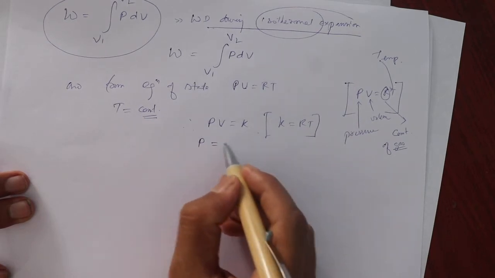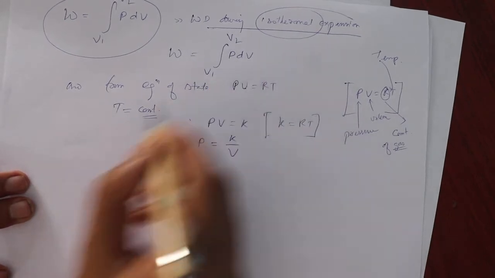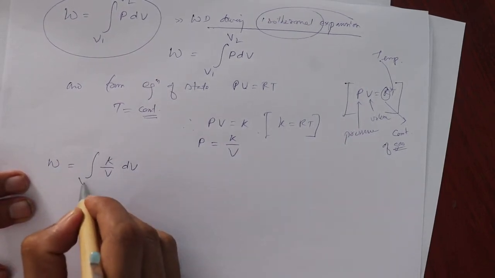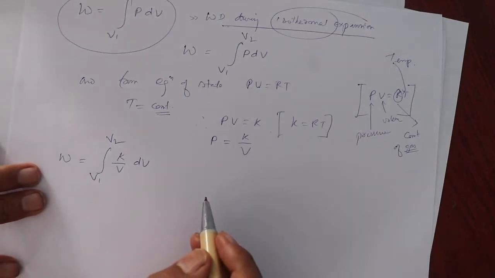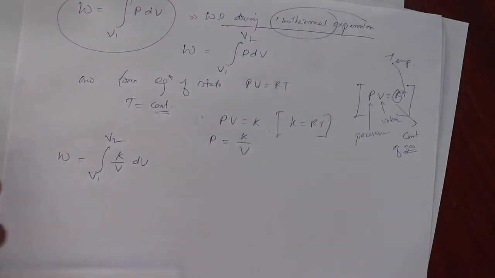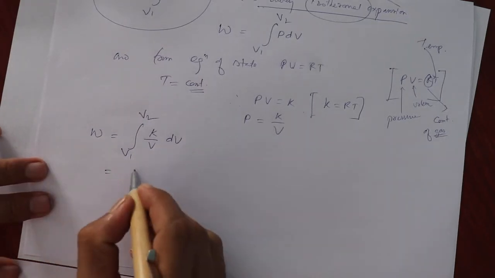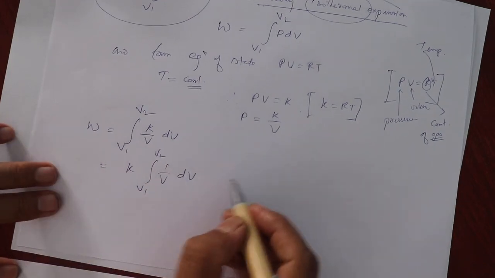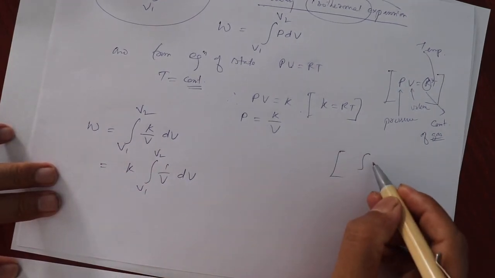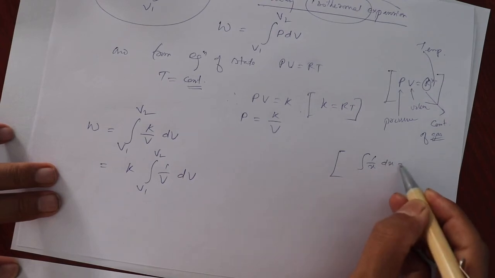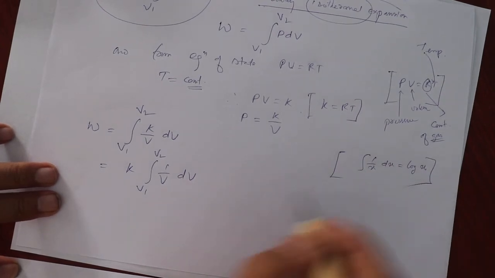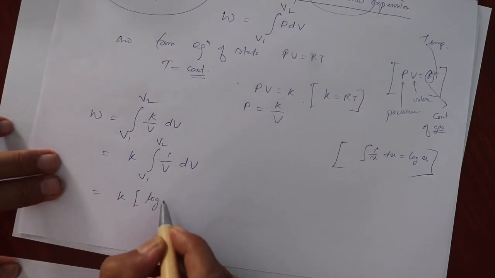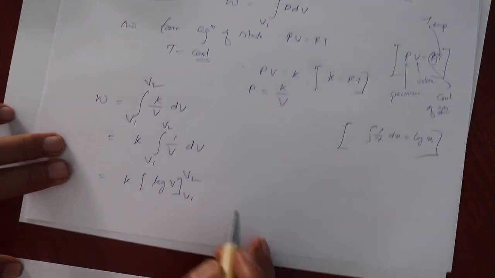So from here I put P is equal to K by V in this equation. So you have work is equal to the integral of K by V dV from V1 to V2. Then you take K outside the integration, you have 1 by V dV from V1 to V2, and you have to know that the integration of 1 by X dx is equal to log of X. So if you apply the same formula, you can write K log of V from V1 to V2.